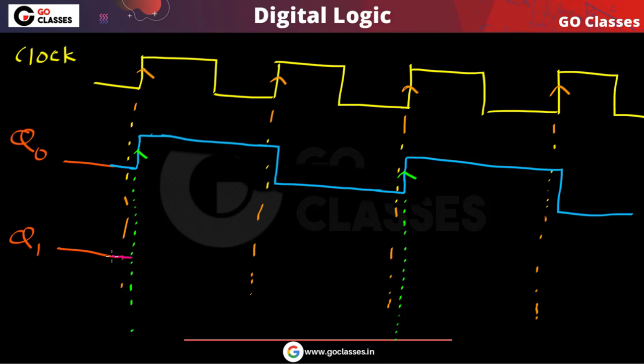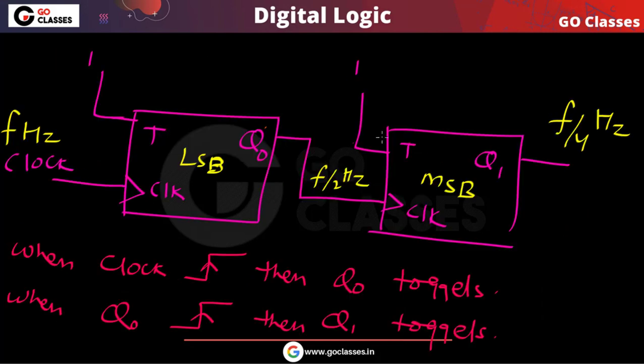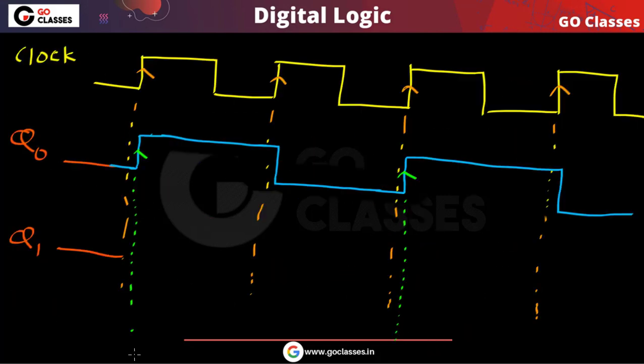At this moment Q0 is going from 0 to 1, so Q1 should toggle, but there is a propagation delay. Because this flip-flop also has propagation delay tPD, Q1 will toggle after the propagation delay. Again here, Q1 will toggle, but after the propagation delay. Like this it will happen. Very easy. Now you can notice the sequence.